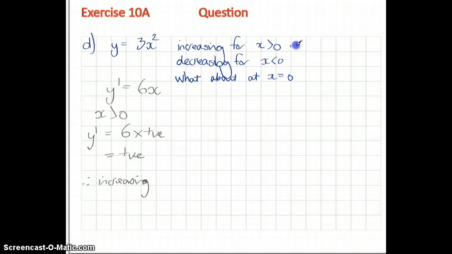That was our first section. We consider where x is less than 0. Then we get y dash is equal to 6 times a negative number, which is negative. So in this place it is decreasing.